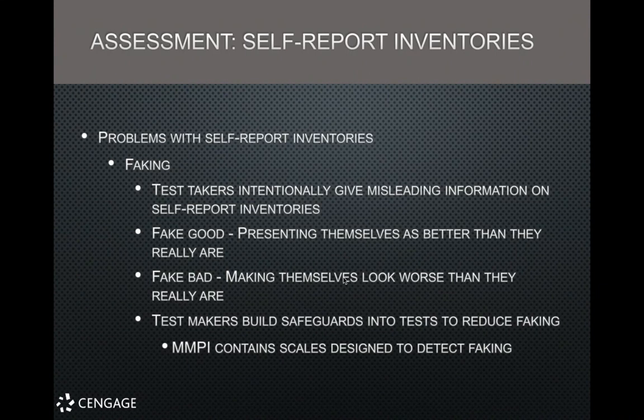So the other thing we're discussing is, even though self-report inventories are helpful, some of the problems with reporting one's own personality traits, such as through the MMPI or the Big Five, is faking. Test takers intentionally give misleading information, fake good, fake bad. Test makers build in safeguards to reduce faking. MMPI versions contain scales designed to detect faking. So that's why the MMPI is really good, because it has thought about all the scenarios and has ensured that this is added to the list.